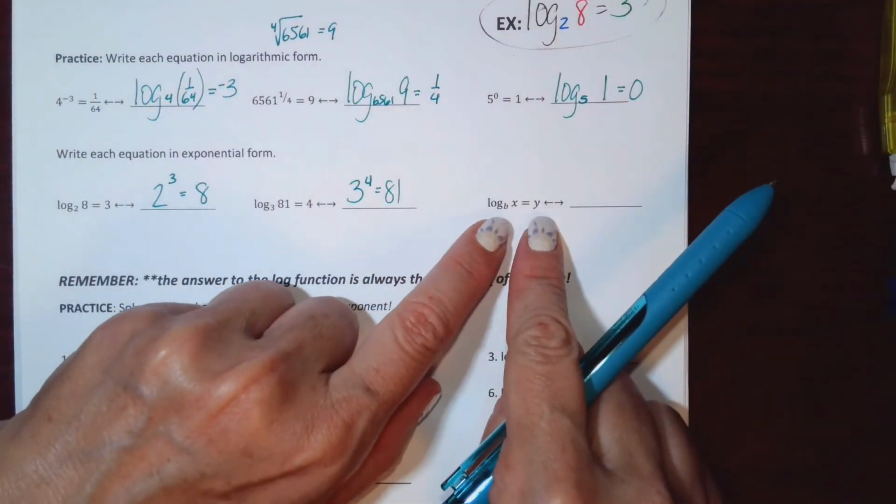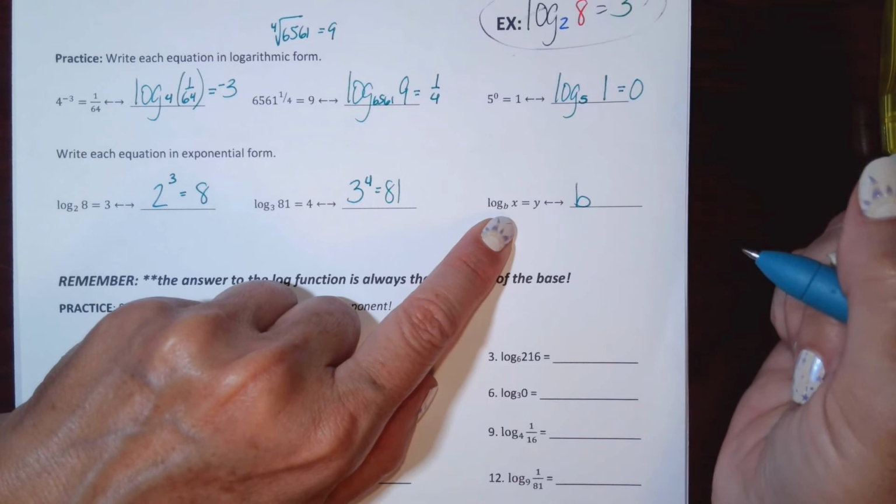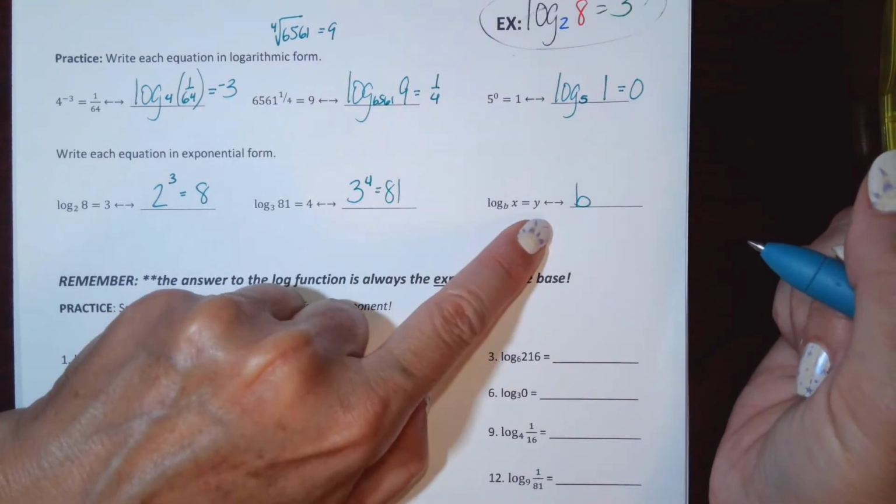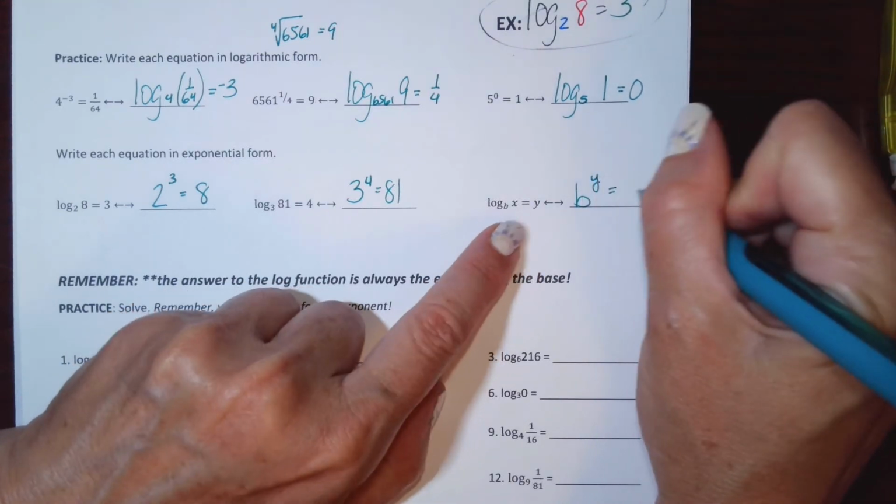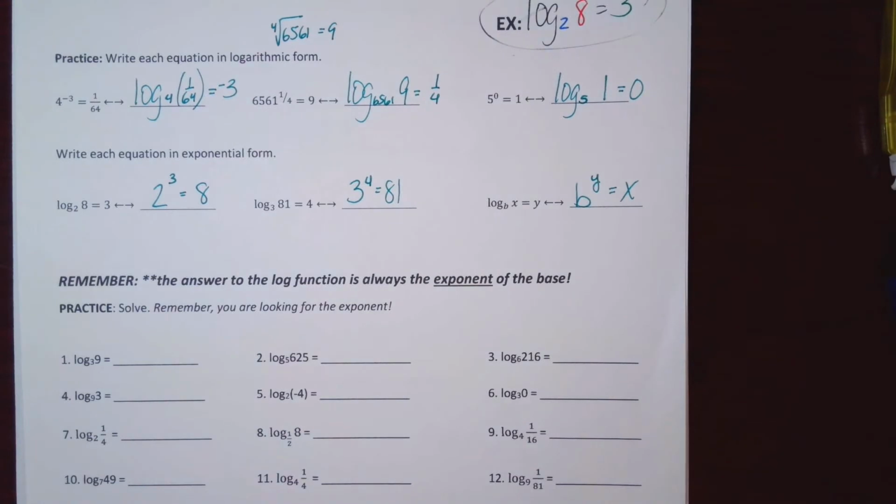What is my base here? Well, my base is b. B to what power? Well, the answer to the log statement is always the exponent. That's going to be equal to the argument.